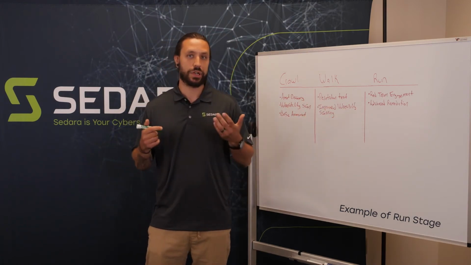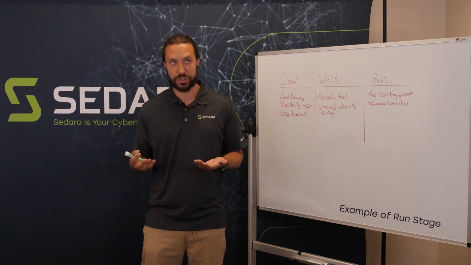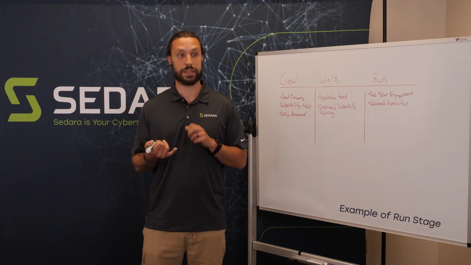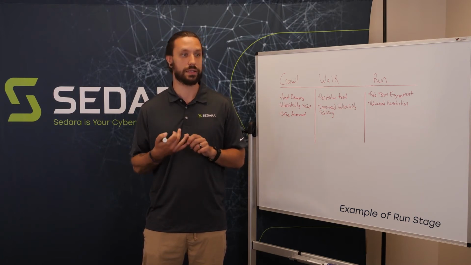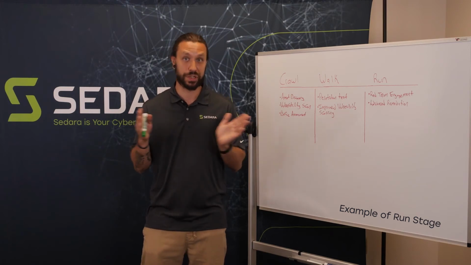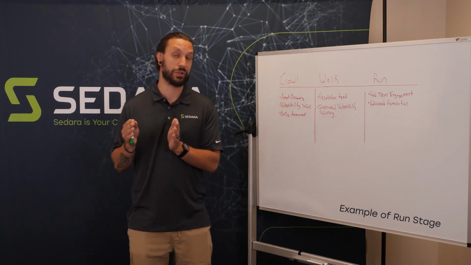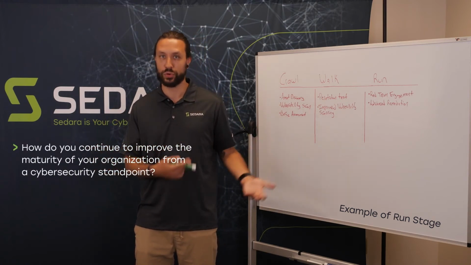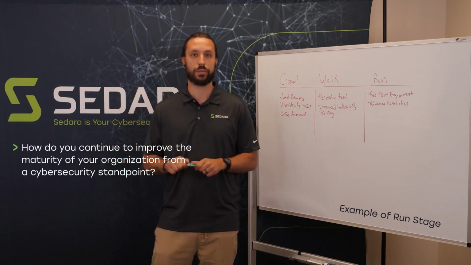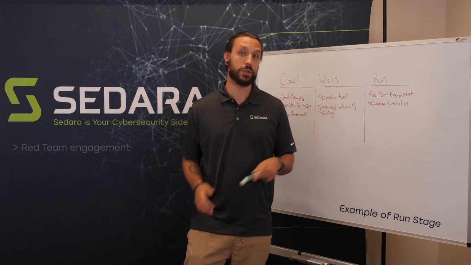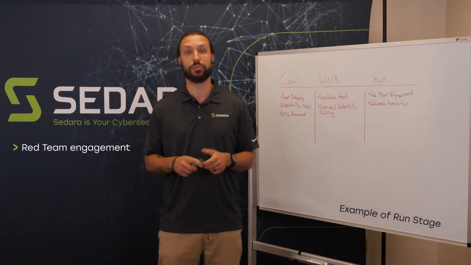That's a level of maturity you'll see at most of your Fortune 50s, probably Fortune 100 companies. A place of business that has had a pen test every year, has been doing their vulnerability scans regularly, and probably the reports have gotten smaller and smaller for months or years now. So now what? How do we continue to improve the maturity of our organization from a cybersecurity standpoint? Well, that's where you are in run, and a red team engagement would be the biggest thing that you could probably do at this stage.